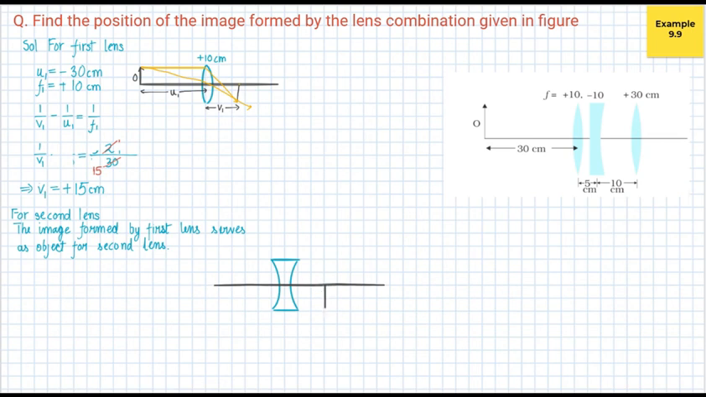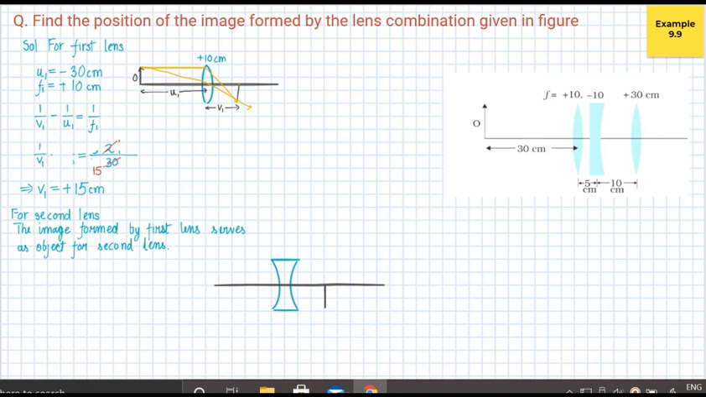This one is your object. Then, for this case, the object distance is u2, right? And the focal length for your second lens is how much? F2 equals minus 10, right? The focal length is minus 10.